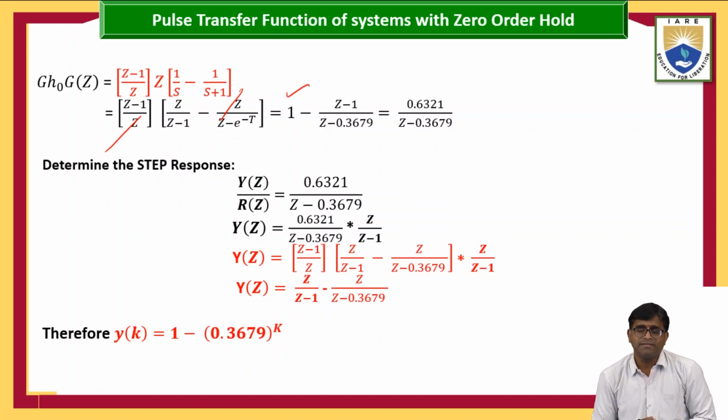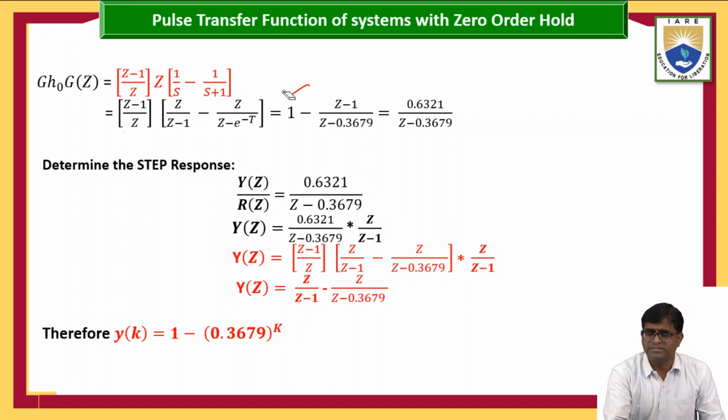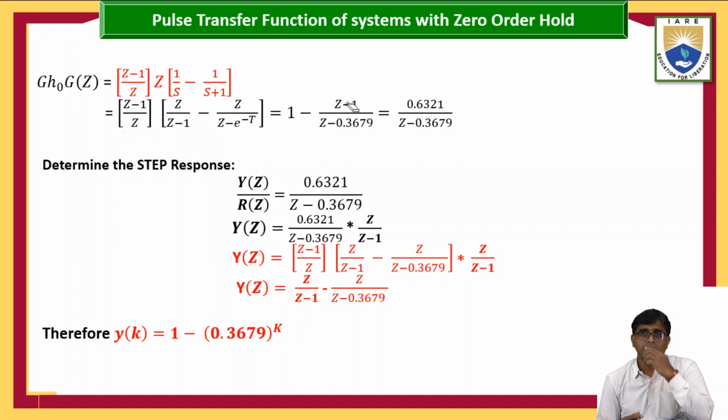Okay, if you take t value as 1, for natural frequencies, it is coming to e power of minus 1, so 1 by e. That value is 0.3679. We have to remember this value every time, in the examination also. So e power of minus tau, taking it as 1, is 0.3679. If you solve this by cross multiplication, we got 0.6321 by Z minus 0.3679.